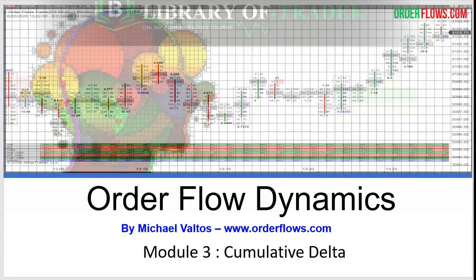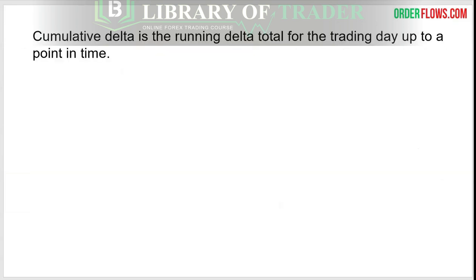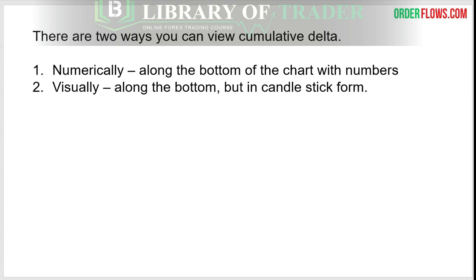So cumulative delta is the running delta total for the trading day up to a point in time, right? When you're looking at a chart up to a point in time, you're going to see the cumulative delta. Now there's two ways you can look at cumulative delta, just like max delta and min delta. You could look at it numerically, which is along the bottom of the chart with numbers, or you can look at it visually, which is along the bottom, but in candlestick form. And a lot of people actually look at it in both terms.